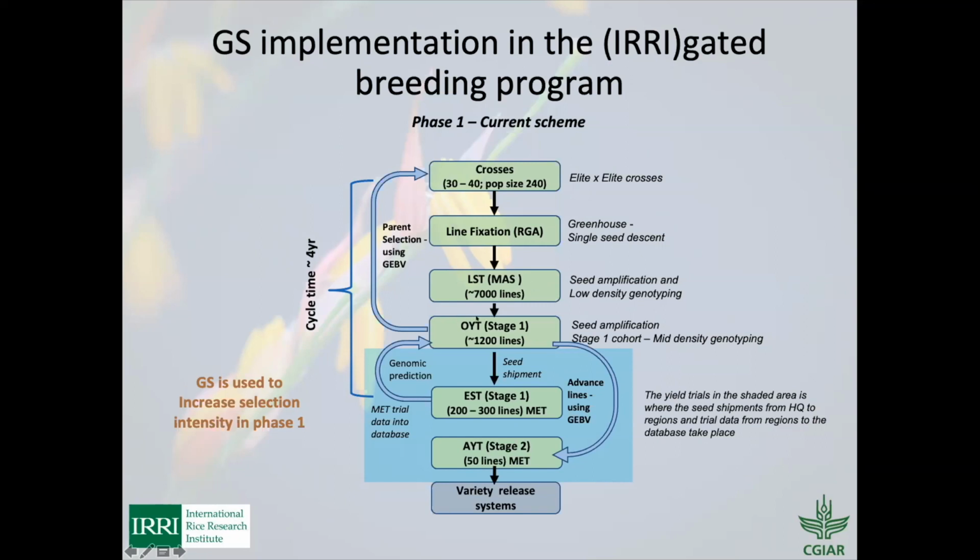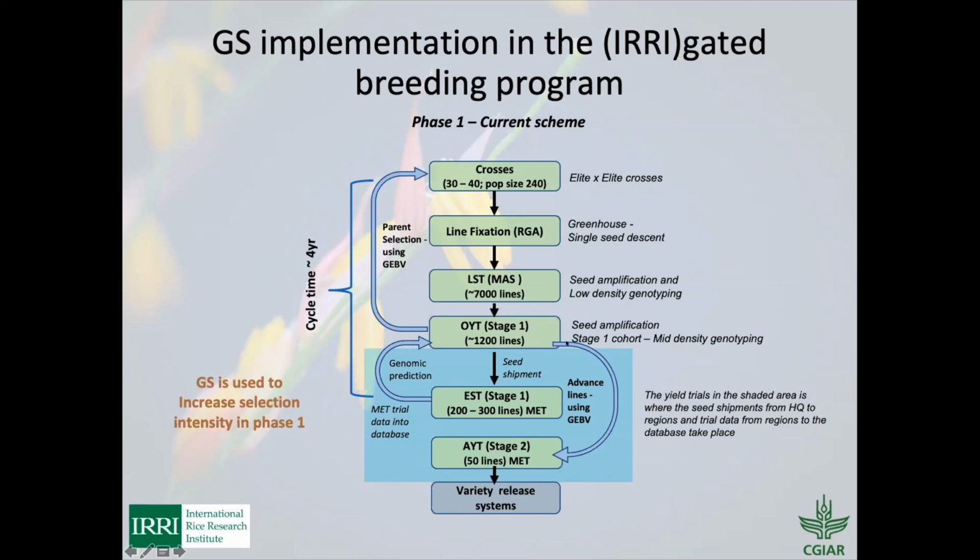Then we have the OYT, which we call the stage 1 cohort. All the lines of the OYT are grown at the headquarters, whereas a portion of them is sent to all the regions in the target countries or target population of environments. I purposefully named both as stage 1 because these are synonymous. This is where genomic prediction also happens. The entire OYT has 1,200 individuals, for example, of which we can only test 200 to 300, and that forms the training set for this OYT. Both are stage 1 trials, whereas this one is a small cohort that is both phenotyped and genotyped, and then you use the information to predict the rest of the OYT.